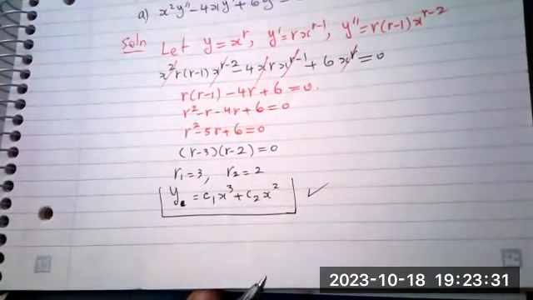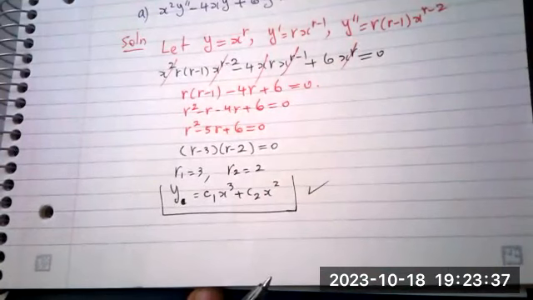Remember, if you have a repeated solution, you get x to the r and x to the r ln x. If you have a complex solution, you must make sure you know that one: you get x to the alpha cosine of beta ln x. Yes.